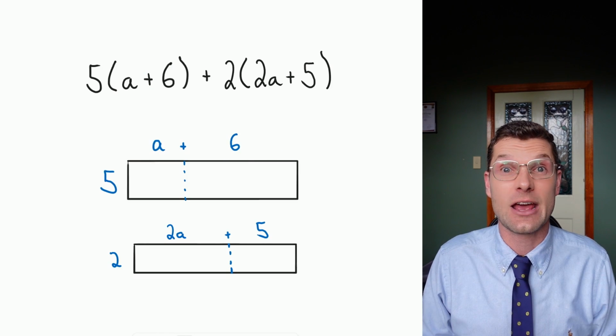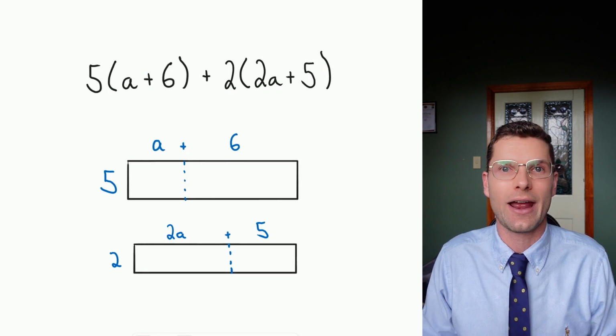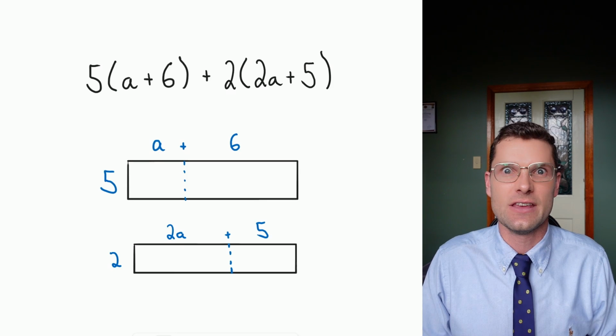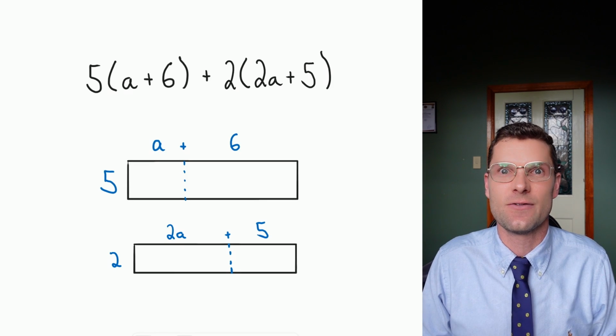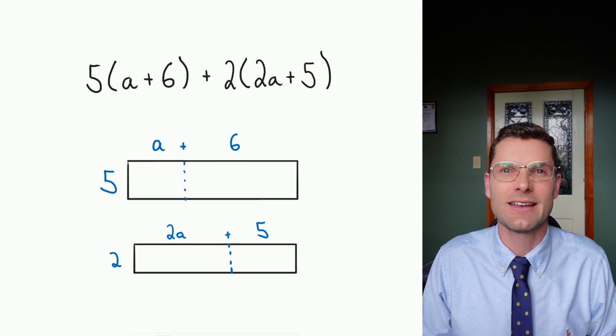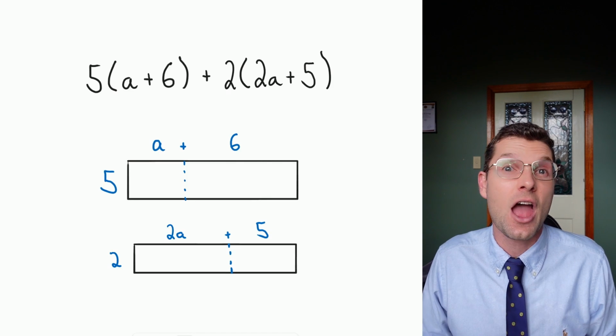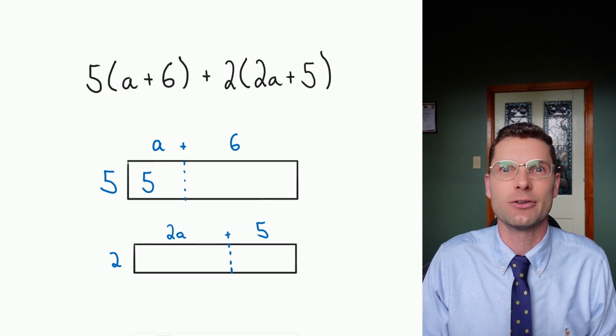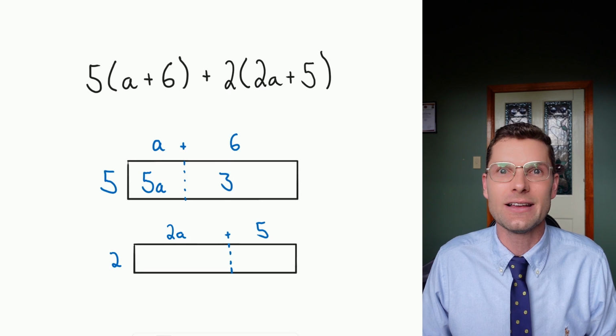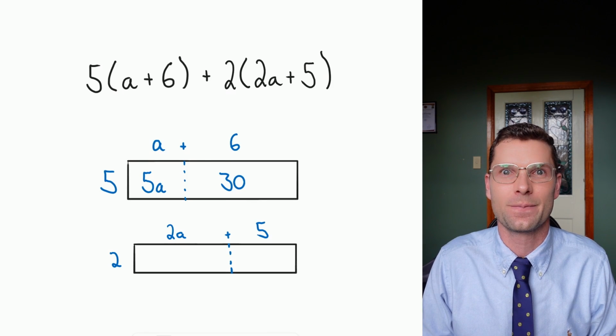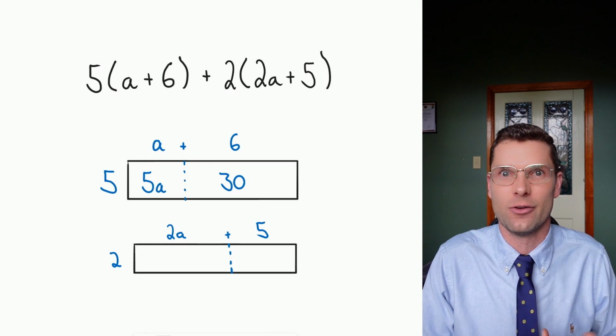One of the reasons I find this helpful is you can visualize having two brackets next to each other incredibly easily. For this, I'm going to deal with 5 times a plus 6 first. I've got 5 on one side of my rectangle and a plus 6 on the other. I'm going to fill those numbers in. 5 multiplied by a is 5a, plus 5 times 6, which is equal to 30. From here, I've got to do the other rectangle as well.